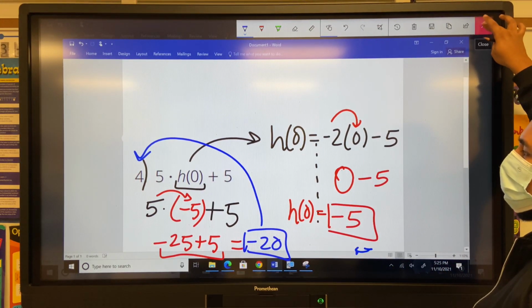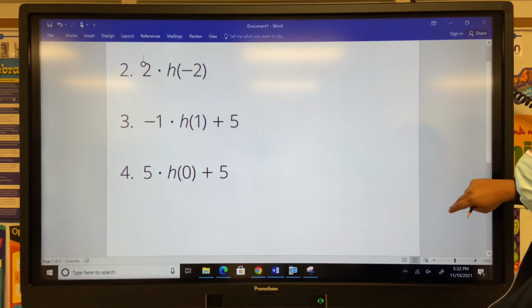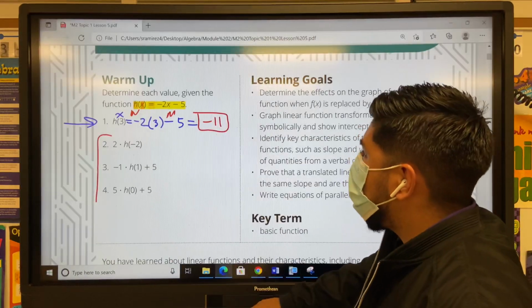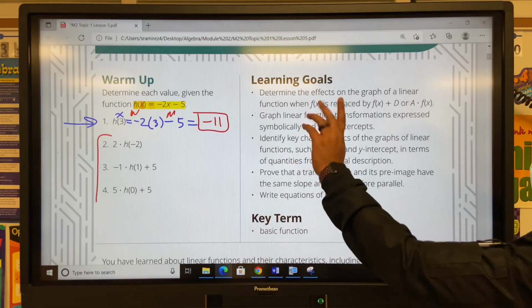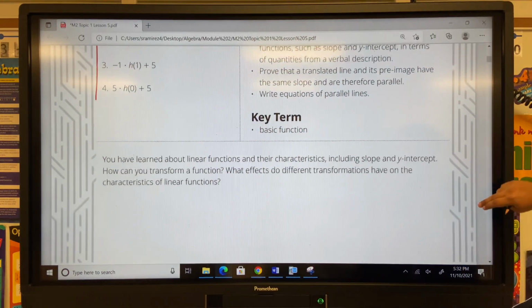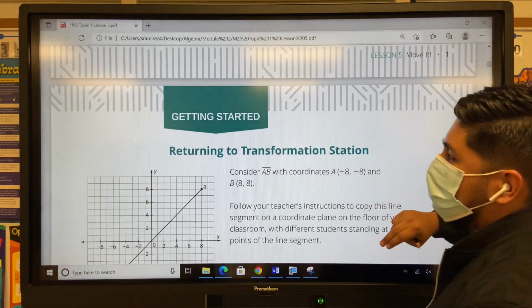Exit on 3, 2, 1. Coming back over here to the notes. Very good. Like I said, focus on the first one. Let's see what's next. Getting started means next video.